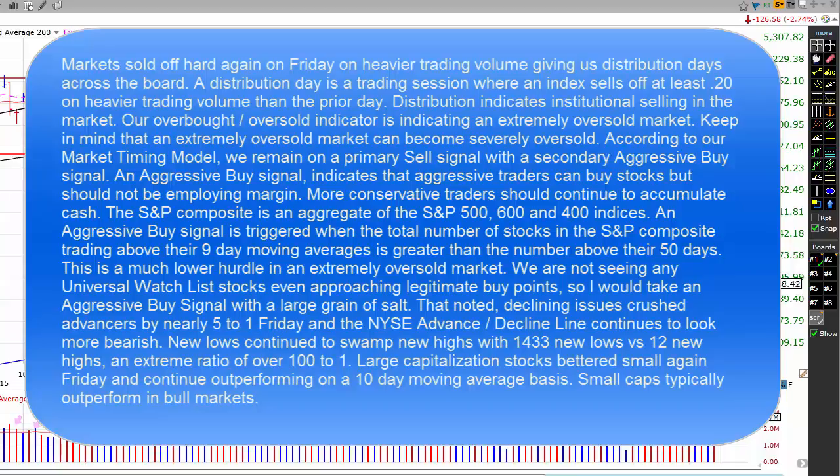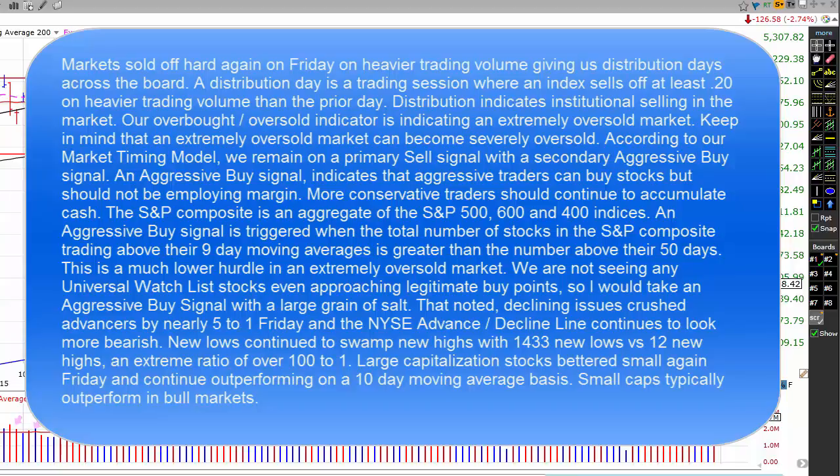Our overbought oversold indicator is indicating an extremely oversold condition in the market. Keep in mind that extremely oversold markets can become severely oversold. According to our market timing model, we remain on a primary sell signal with a secondary aggressive buy signal. An aggressive buy signal indicates that aggressive traders can buy stocks but shouldn't be employing margin at this point. More conservative traders should continue to accumulate cash.